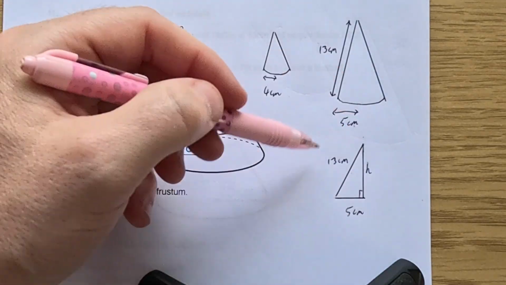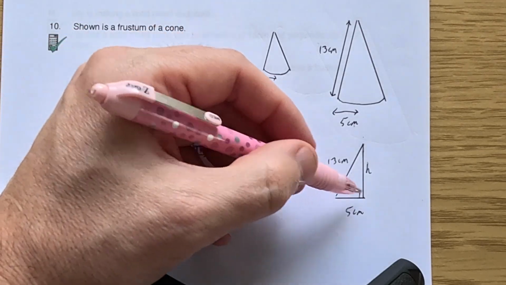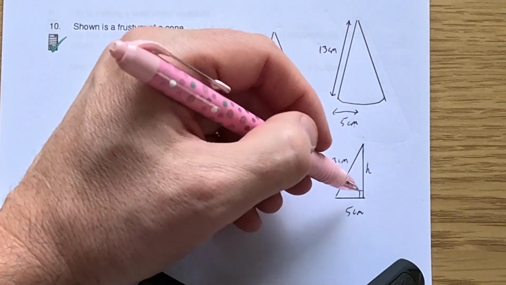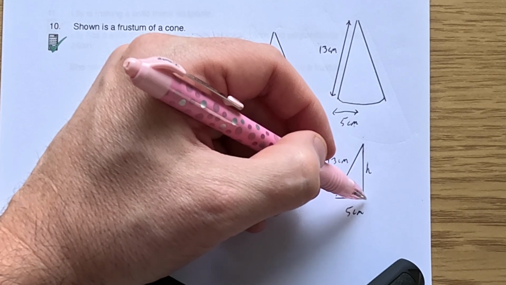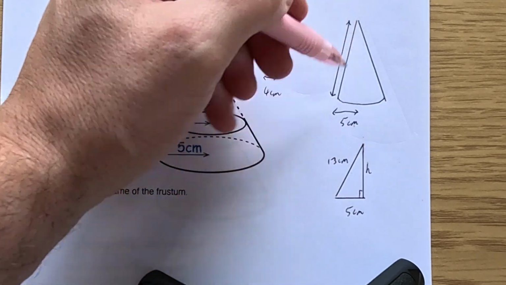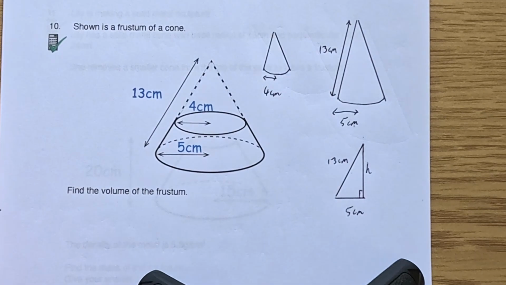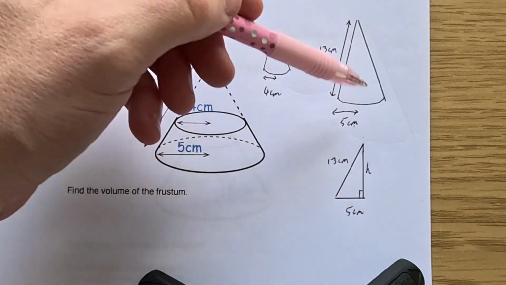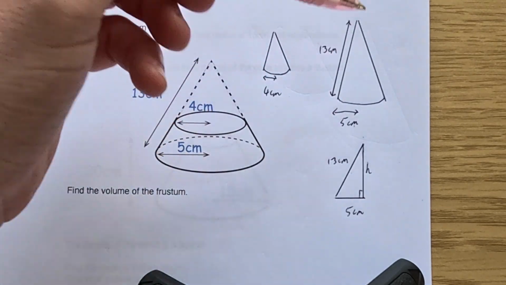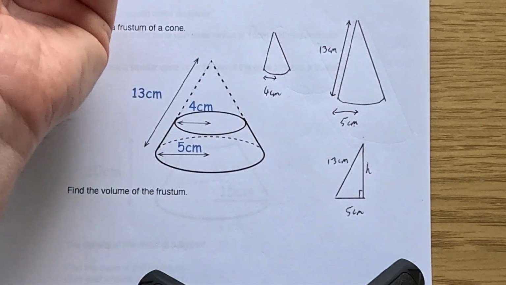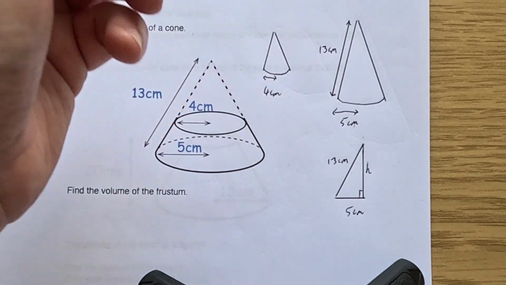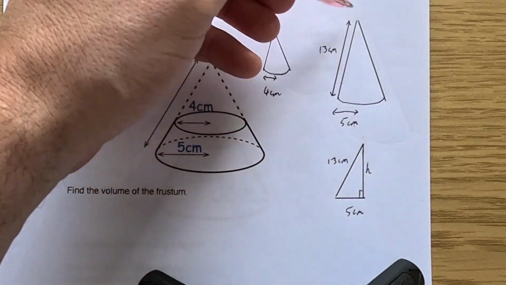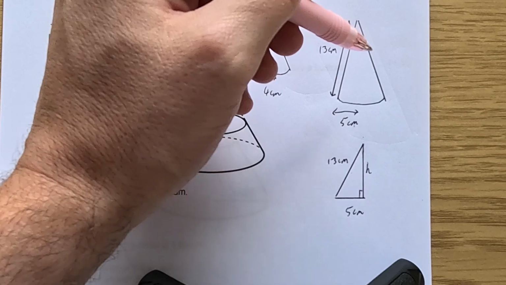So we've drawn this right angle triangle. We've got our 5 centimeters, that's the radius of the base. We've got this point here, that'll be the center of the base. We've got this point here, that's the top of the cone. And we've got the slant height here being 13 centimeters. So if we use Pythagoras' theorem, we can find h, the perpendicular height of that cone. And then if we find the perpendicular height of this cone, we can find its volume. Because remember, the volume of a cone is a third pi r squared times the perpendicular height. So then we can find the volume of that cone.